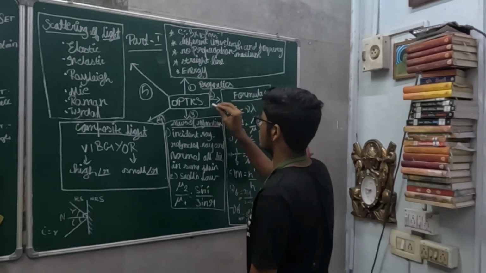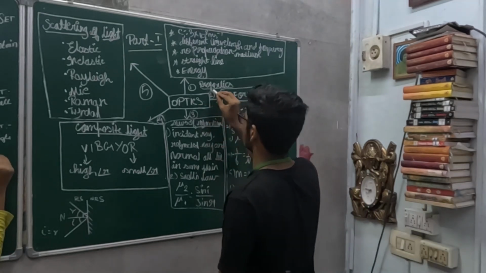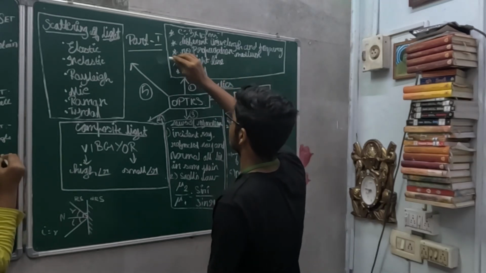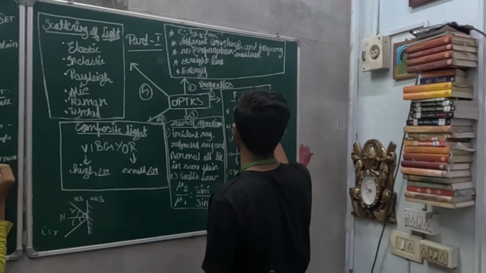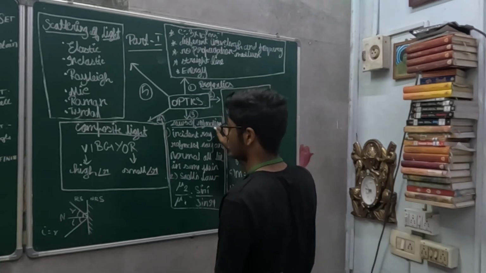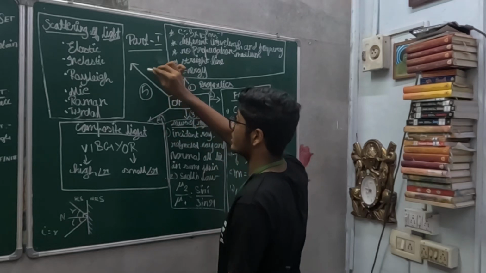Standard 10 Science Physics lesson, Optics. This is part 1. In this lesson we have properties of light, important formulas, laws of refraction, composite light and scattering of light.